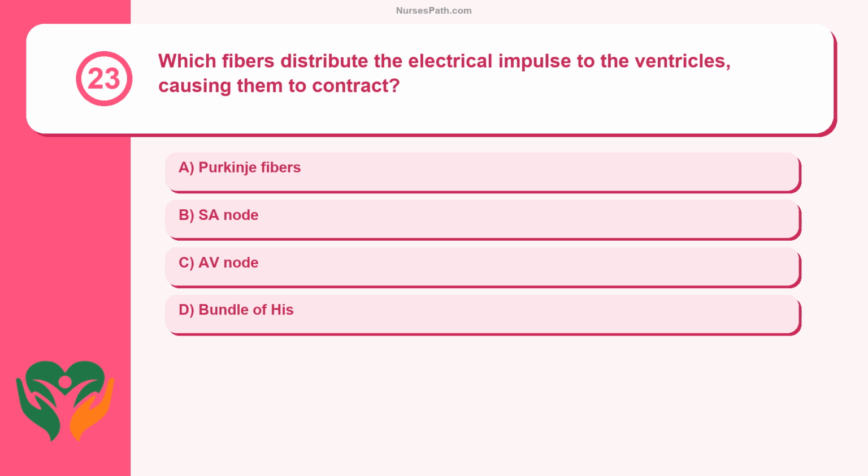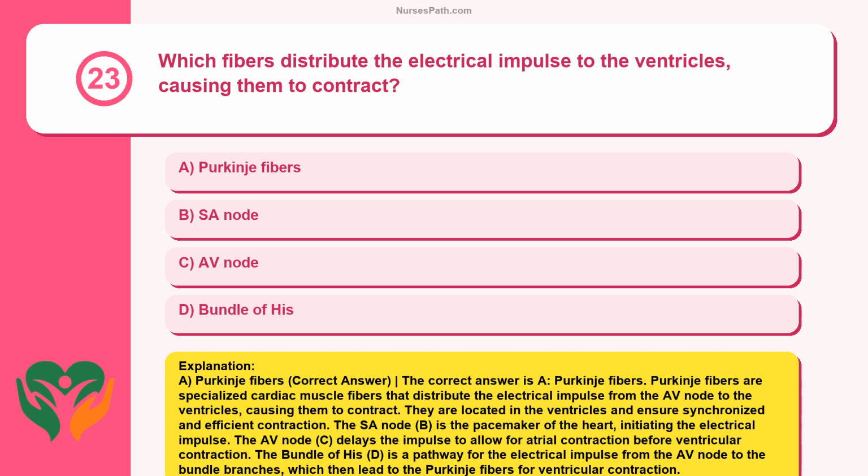Question 23. Which fibers distribute the electrical impulse to the ventricles, causing them to contract? Purkinje fibers, SA node, AV node, bundle of His. A. Purkinje fibers, correct answer. The correct answer is A. Purkinje fibers. Purkinje fibers are specialized cardiac muscle fibers that distribute the electrical impulse from the AV node to the ventricles, causing them to contract.